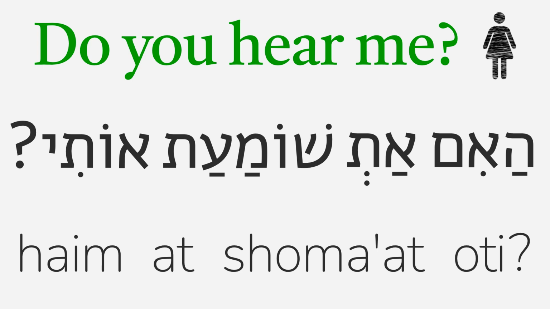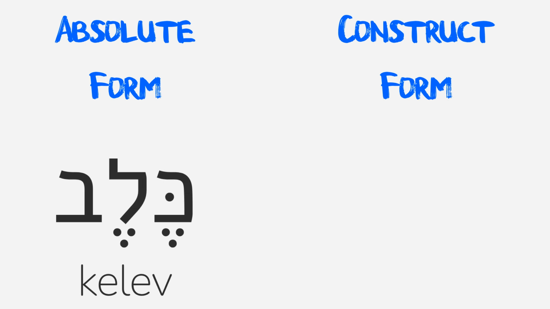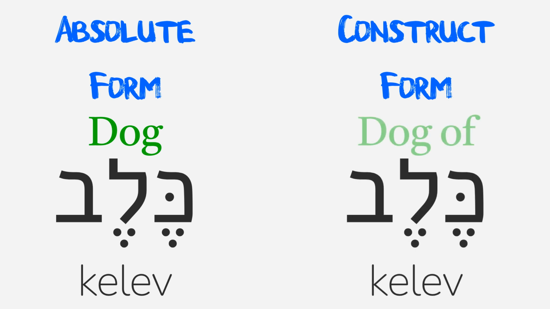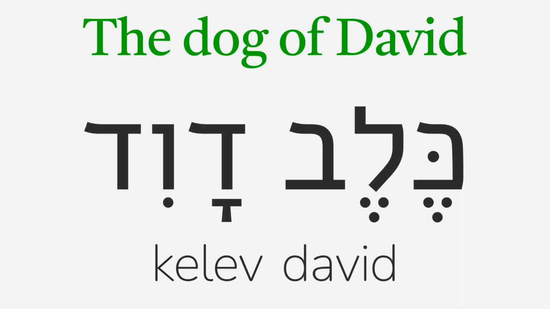In lesson 19, we learned that every noun has two forms. An absolute form, which just describes what the noun is, and a construct form, which shows that the noun belongs to something. For example, the word kelev, dog, in absolute form, just describes what it is, a dog. But if we put kelev in construct form, which is actually the same as its absolute form, kelev, it now means dog of something. Whatever this something is will be the following noun. For example, kelev David means the dog of David.